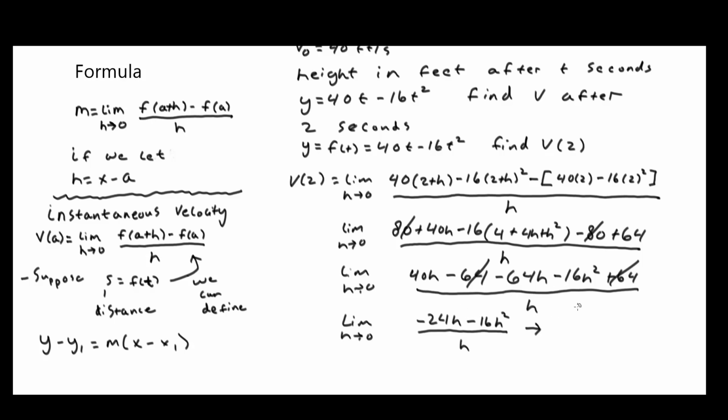And then we can factor an h out. H is canceled here. And then now, since we don't have anything in the denominator anymore, we know we can plug our limit in. So we have negative 24 minus 16 times 0. And that gives us a final answer of negative 24 feet per second.